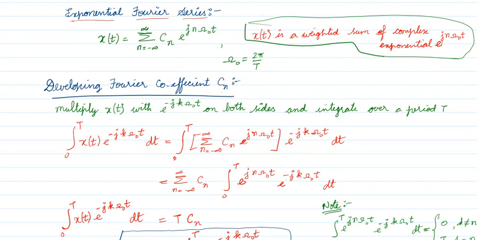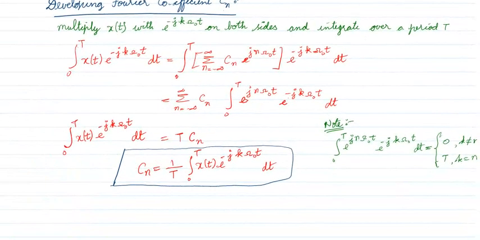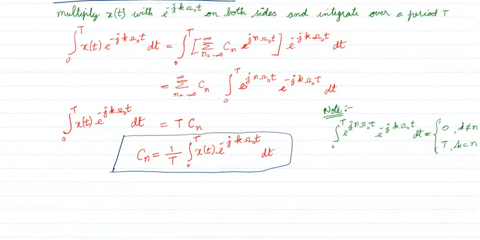Now this is a summation, and cn is independent of t because I am integrating with respect to t, so I am taking the summation and cn outside. Now the integration comes inside, so I have this exponential term and another exponential term dt, and we have to note that the integration of e power j n omega naught t times e power minus j k omega naught t is equal to 0 when k and n are not equal, and is equal to T when they are equal. I request you to explore how we are getting this.